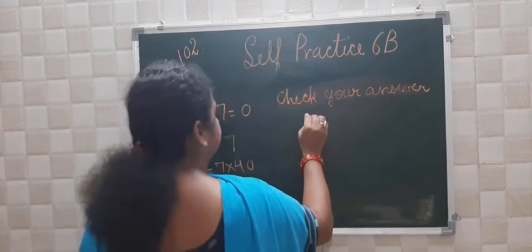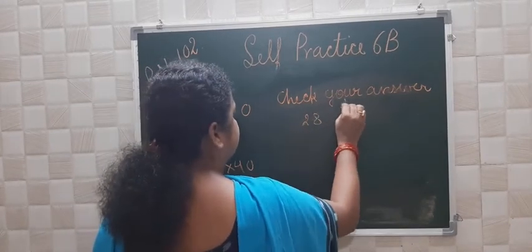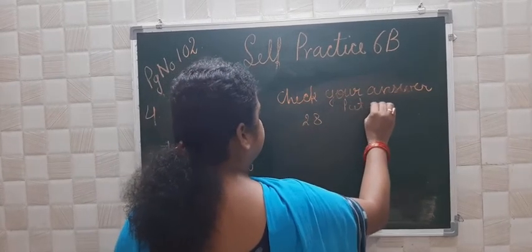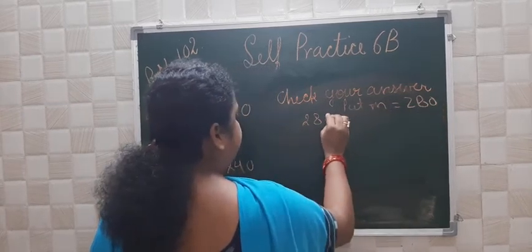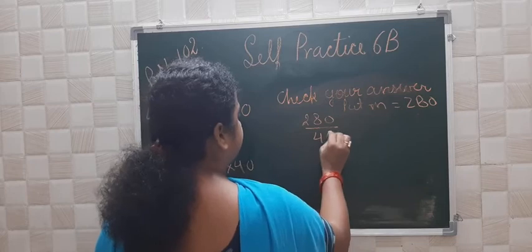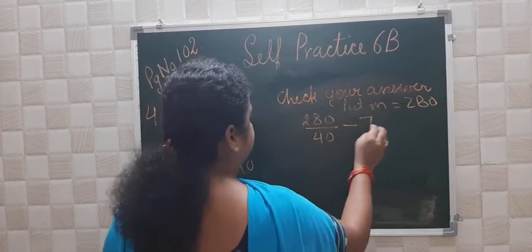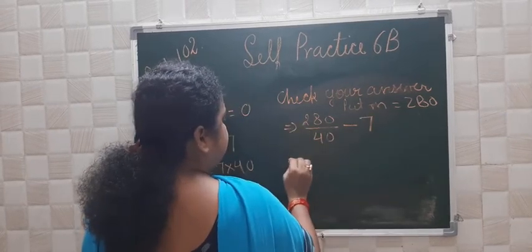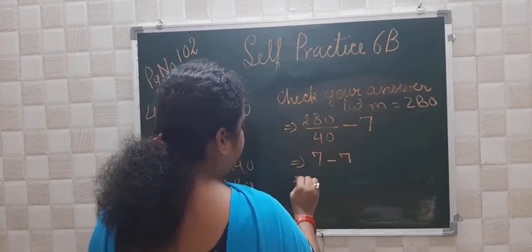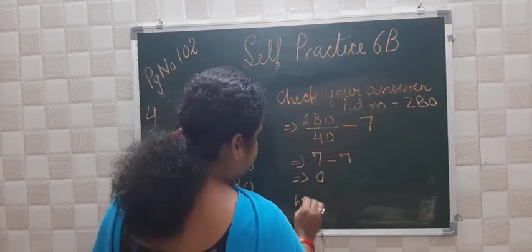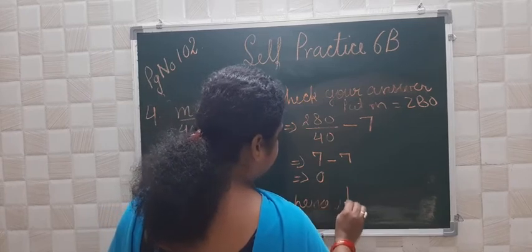Now you have to check your answer. So you will have 280. Put M is equal to 280. 280 upon 40 minus 7. So this will be equal to 7 minus 7, which is equal to 0. Hence it is correct.